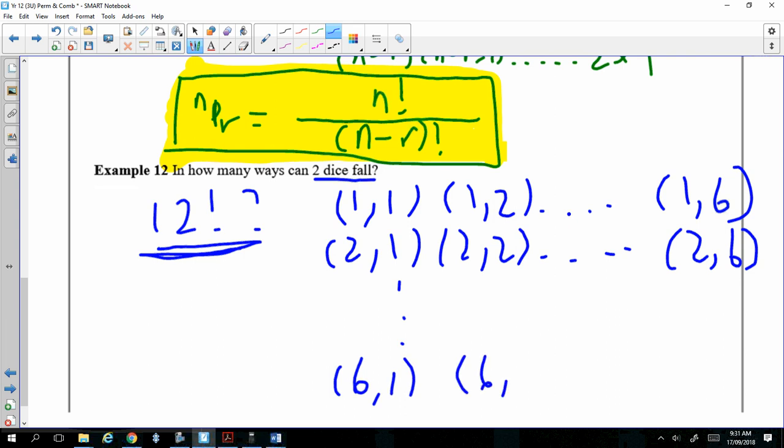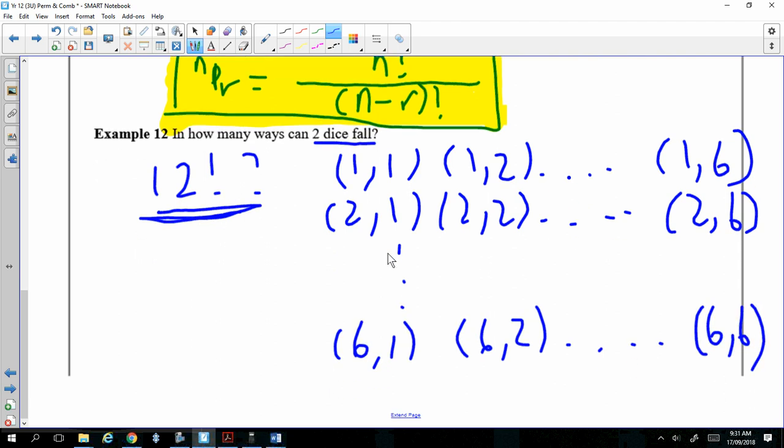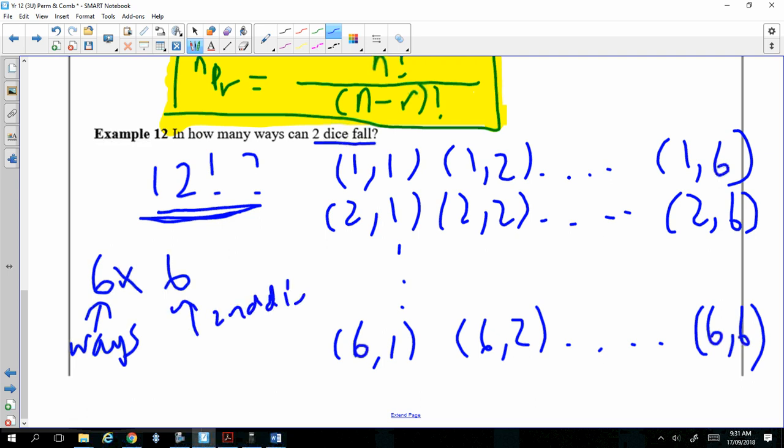So the factorial and the P formula doesn't always work. So it's very important that we don't overuse this. The answer will be 6 times 6 ways, because there are 6 ways the first die could land and 6 ways for the second die. So therefore the total ways is 36. Okay, good. It's very important that in this topic we do not overuse any formula.